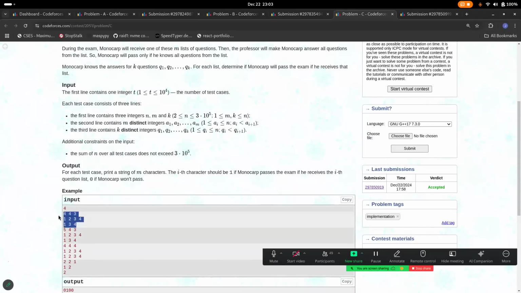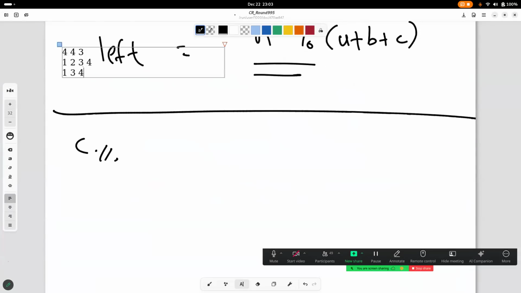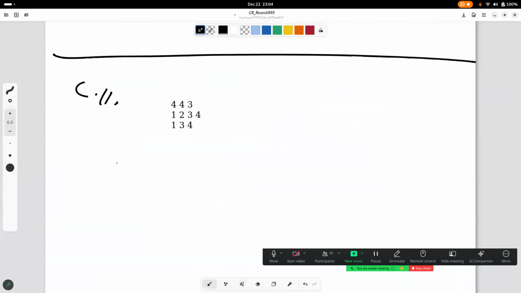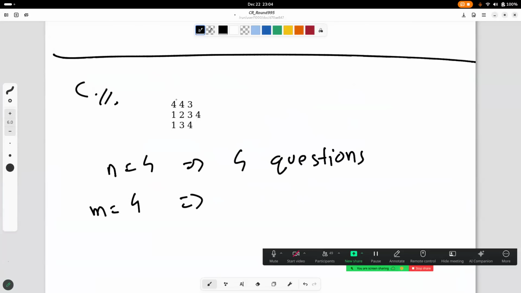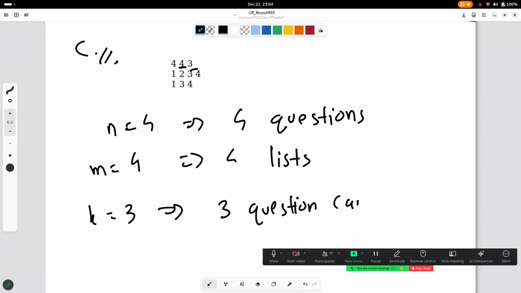Let's consider the first test case. In the first test case, we had n equal to 4, which implies that there are 4 questions. Then we have m equal to 4, which implies that there are 4 lists, and k equal to 3, which says that 3 questions can be solved.